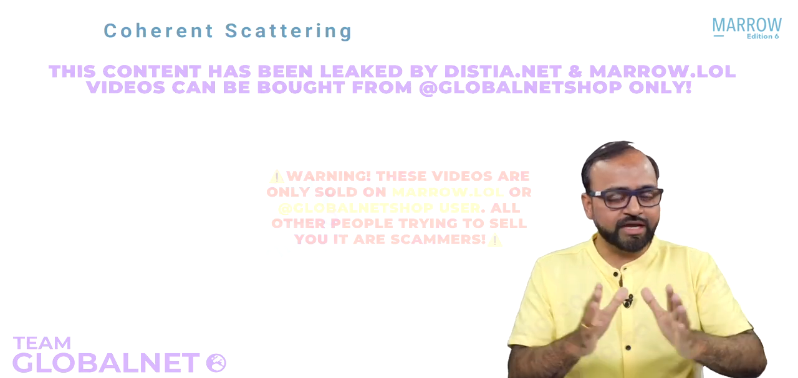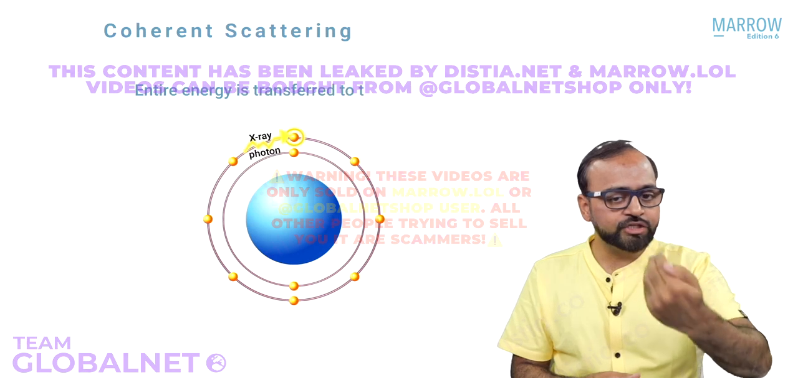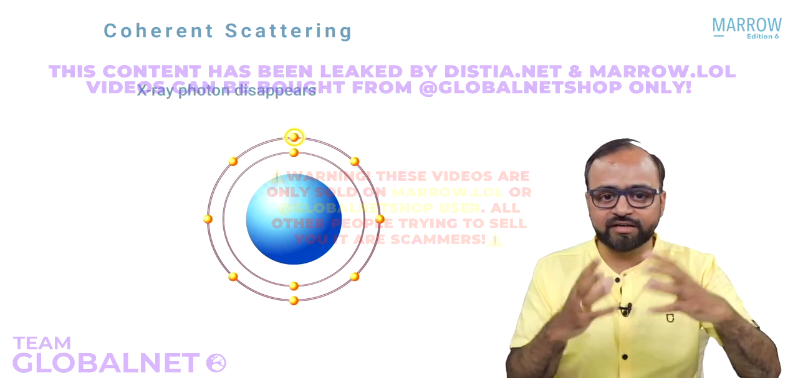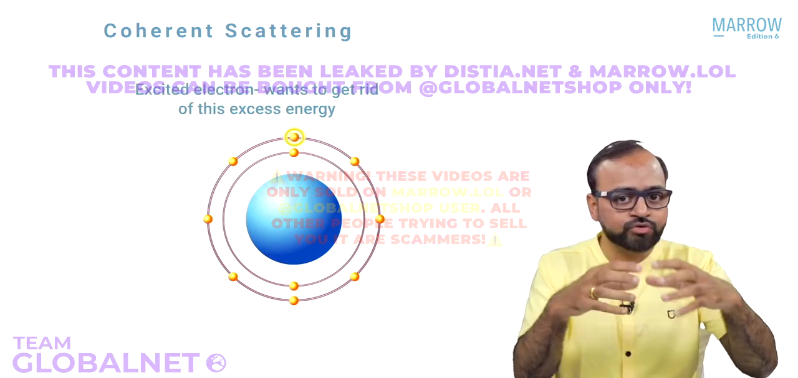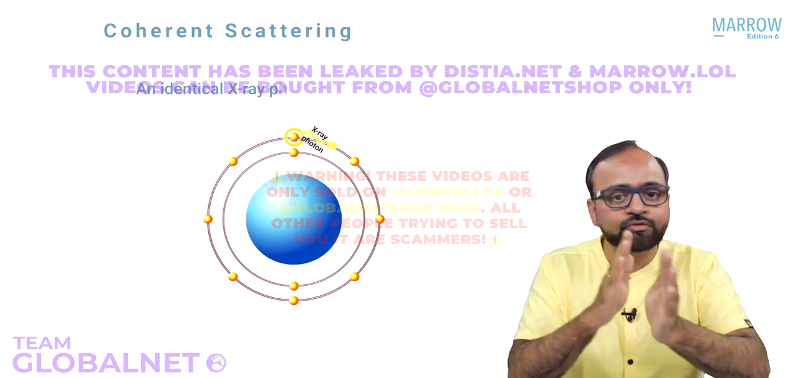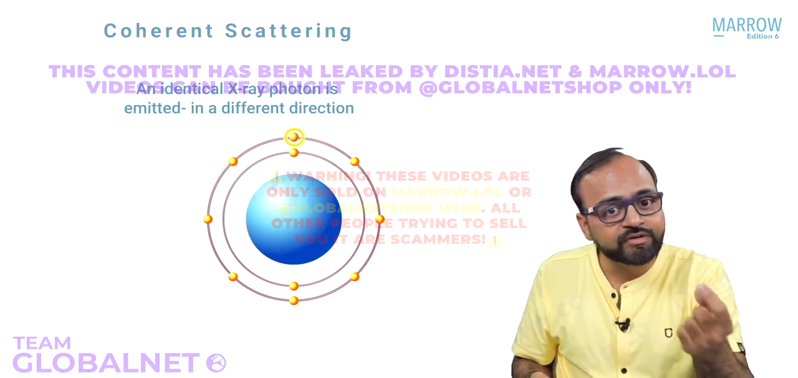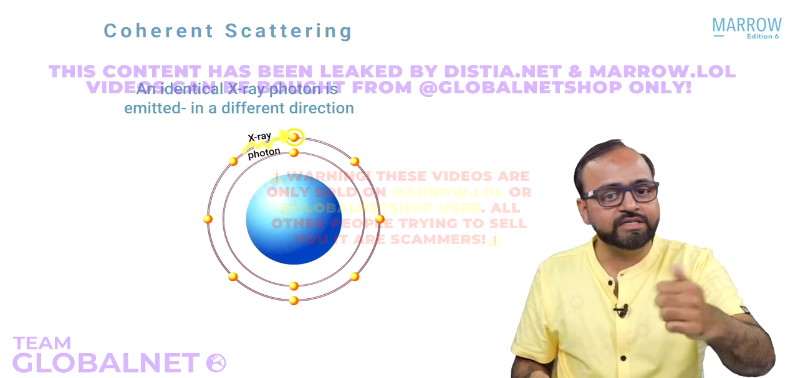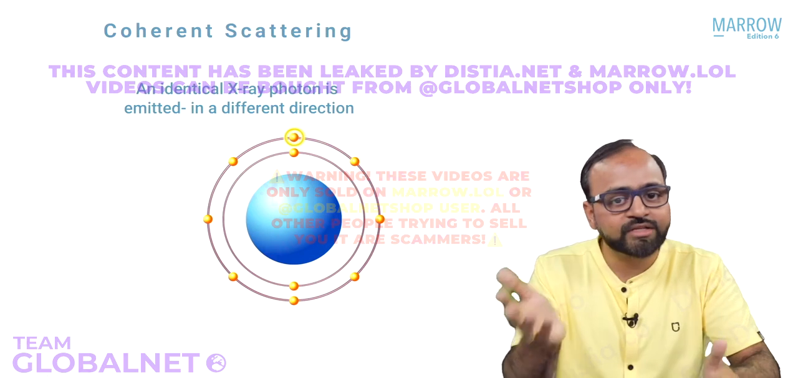See what happens. Look at the animation. An X-ray photon comes and hits an electron. It gives up all its energy to that electron. The X-ray photon disappears. The electron gets excited, right? It has become excited. It has received a lot of energy. So what happens? This electron wants to get rid of that excess energy. So it vibrates, releasing an X-ray photon which is exactly identical to the original one, but in a different direction. X-ray photon strikes an electron, disappears, the electron is excited, vibrates, and releases a similar X-ray photon but in a different direction.